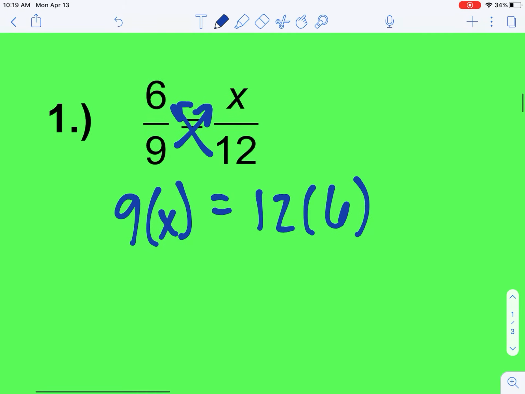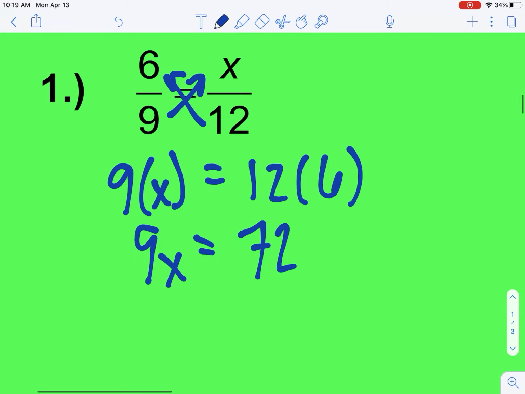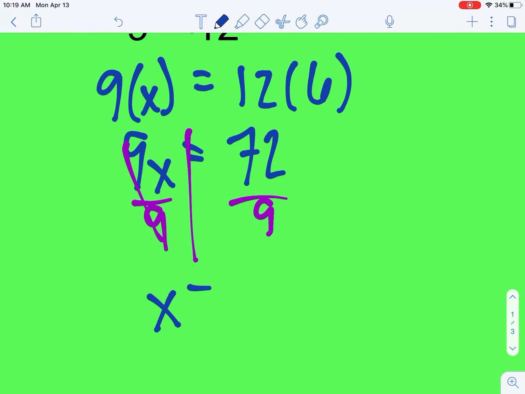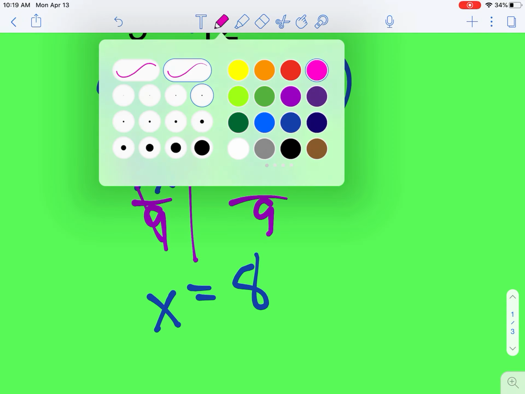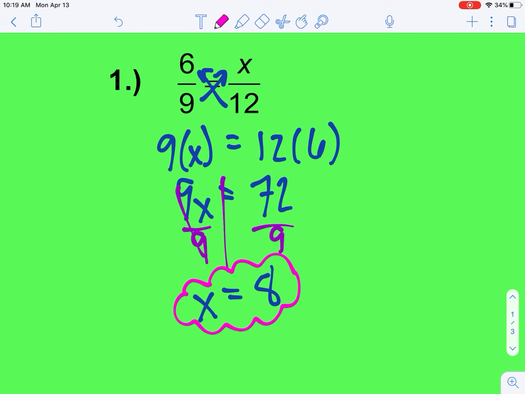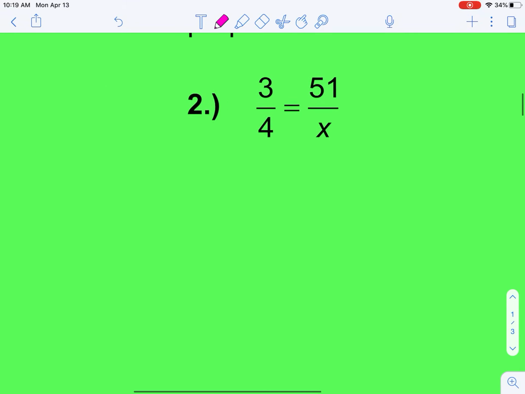I'm going to go ahead and simplify both of those. 9 times x is 9x, and 12 times 6 is 72. Now I need to divide by 9 on both sides, and this is when we drew our lines here. If that's something you need to do, you're more than welcome to do that. Those 9s cancel out, and x equals 8. So cross multiply and divide. So 6 to 9 equals 8 to 12.